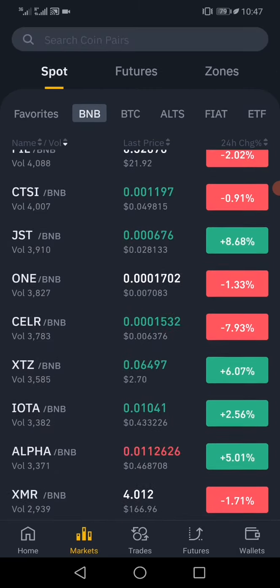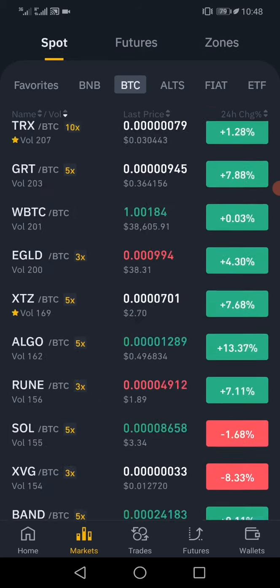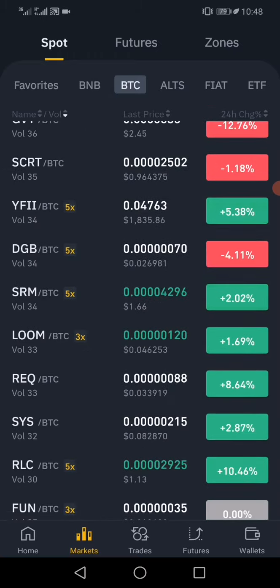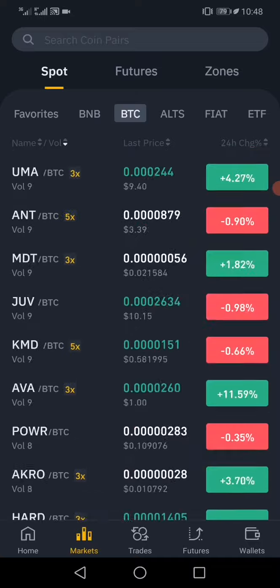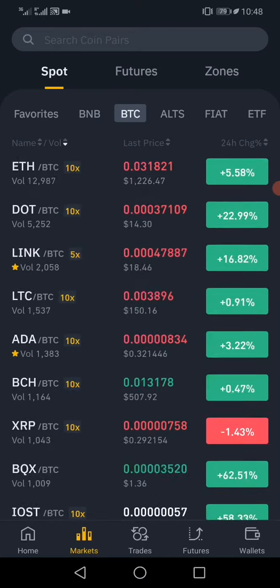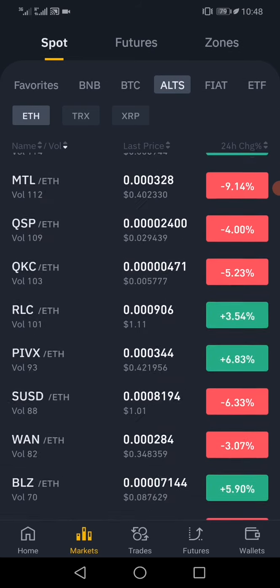And then next you have the BTC pairs, because BTC has been the first ever cryptocurrency. People find it easier to trade against the BTC because many long-term holders wouldn't want to lose their BTC, so they trade against BTC. And as you can see, there are a lot of coins that you can trade against the BTC. And then we have altcoins such as Ethereum, and other stable coins are available also.